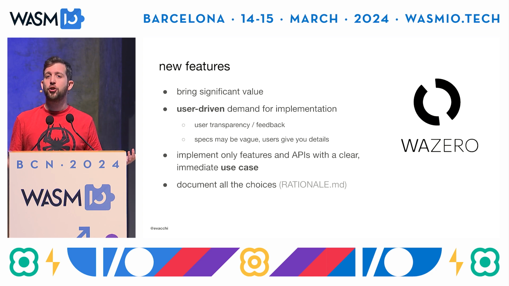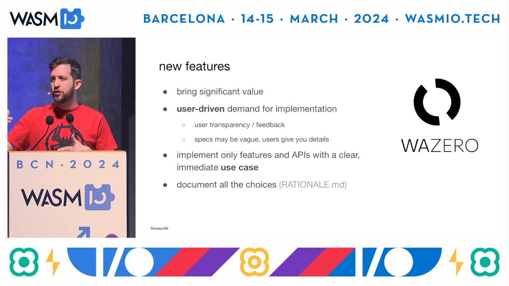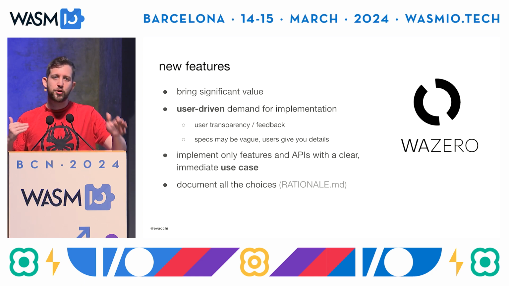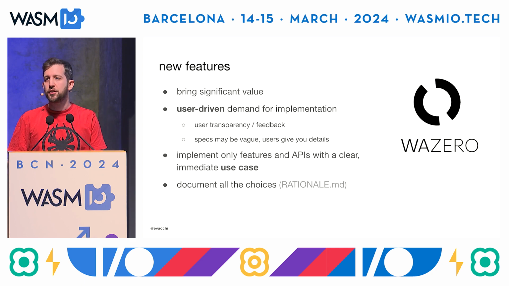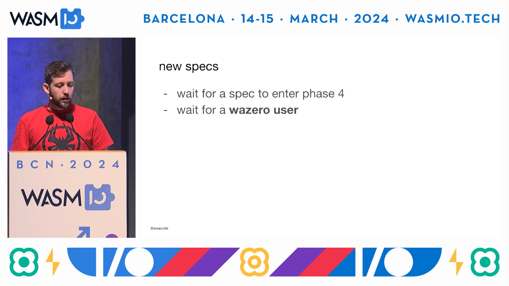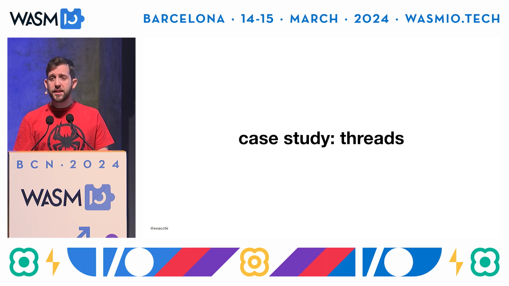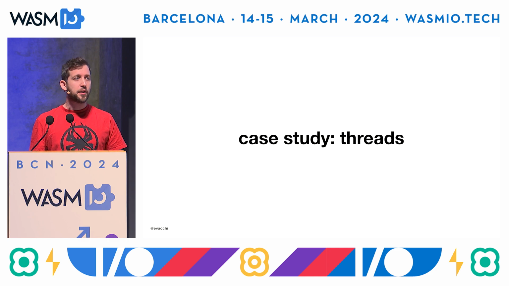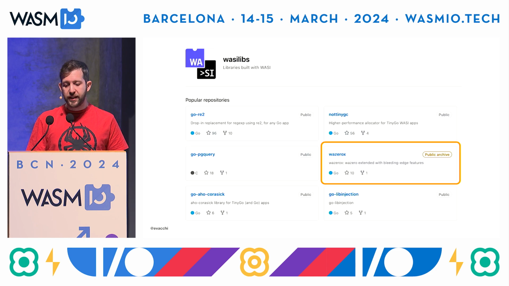And then we document all the choices. Let's say we deliver 80% of some feature, and we decide that some feature is only partially implemented or is implemented with some special strategy. We don't just do that, we document that, and we explain the reason for our choice. As for new specs, we usually wait for them to enter phase 4, and we usually wait for our WAS-0 users to come with their requests. One case study is definitely threads, which entered phase 4 at the end of last year, but we didn't really have end users with a use case until someone actually did.